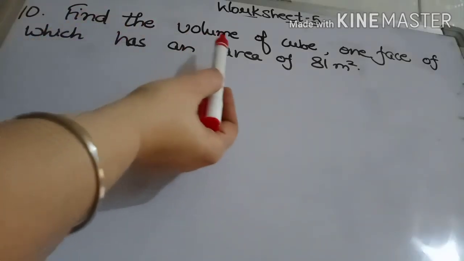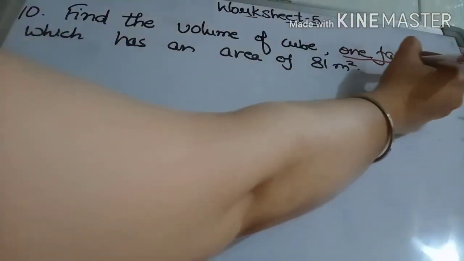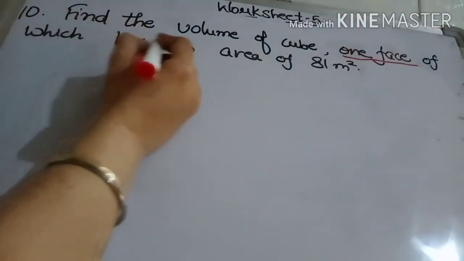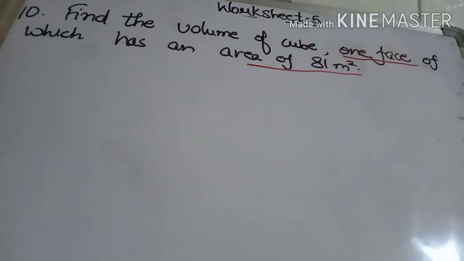Sum number 10. Find the volume of a cube whose one face has an area of 81 meter square. So can you tell me what shape a face of a cube has? Yes, it is a square. It means they have given you the area of a square. Area of a square is side into side. From that we get the side of the cube and then we calculate the volume.